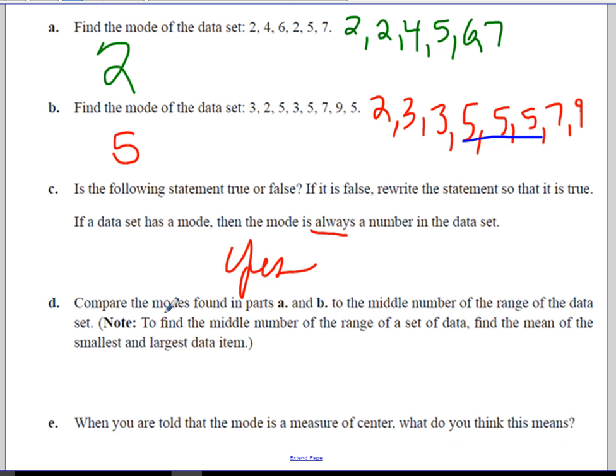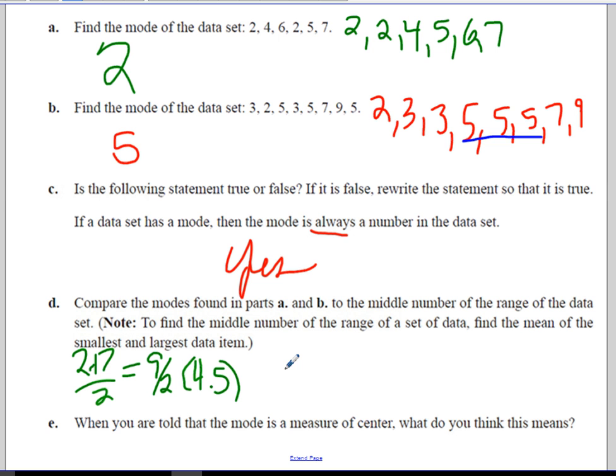And it says, compare the modes found in parts A and B to the middle numbers of the range of the data set. And again, note to find the middle of the range, find the mean of the smallest and the largest. And so if we're going to do that, for our first set, we would have 2 plus 7 divided by 2, which would give us 9 halves, or 4.5, four and a half.